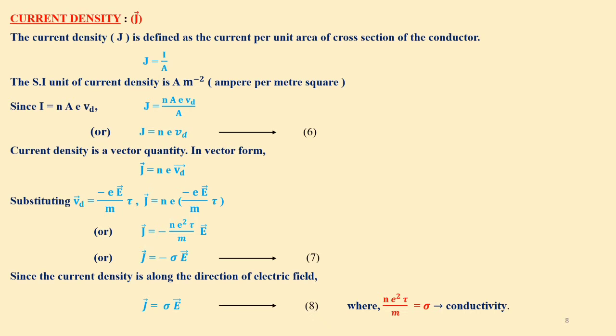Since the current density is along the direction of the electric field, we can also write J vector is equal to sigma times E vector, eliminating the negative sign. This is because both J vector and electric field E vector are in the same direction. So J vector is equal to sigma into E vector is equation 8, where n e square tau by m is equal to sigma, a constant, and that is called the conductivity of the material of the conductor. This is the reciprocal of the resistivity of the material rho.